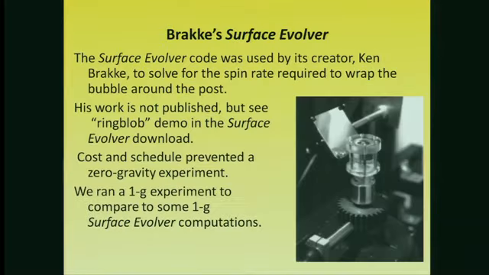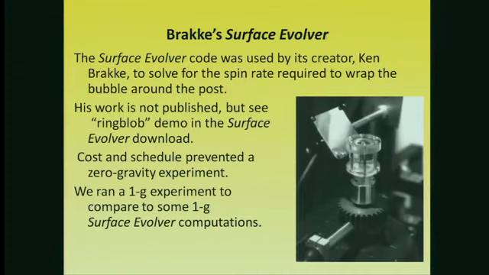So Ken did those, for what was then Lockheed, and now Lockheed Martin, and he hasn't published it yet. I checked with him before coming over, but the ring blob demo in Surface Evolver is the toroidal bubble, so it's half the problem. I got contacted by Lockheed just because I had done some work there in previous years on satellite propellant management, and I really wanted to do a zero gravity experiment to test this for them, but they said no time and money for that, so we did a little 1G experiment.